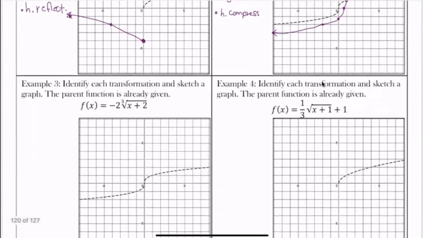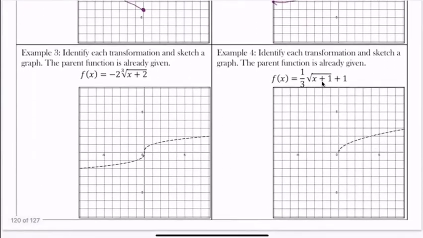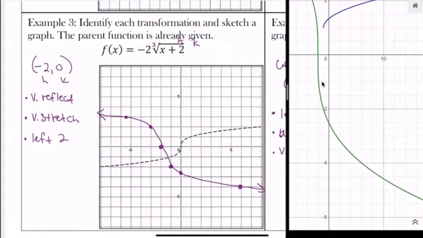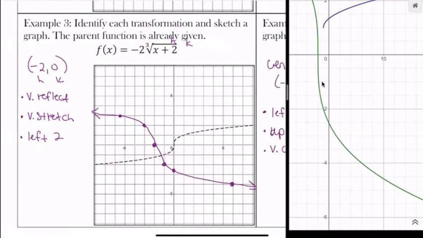So go ahead and pause, go try these two, and then come back when you're ready. Welcome back. Here is 3 and 4. Look at 3 first. I marked H and K first, so my center was at -2, 0. I didn't have any change in B, so we're good there. Didn't have to worry about moving it.